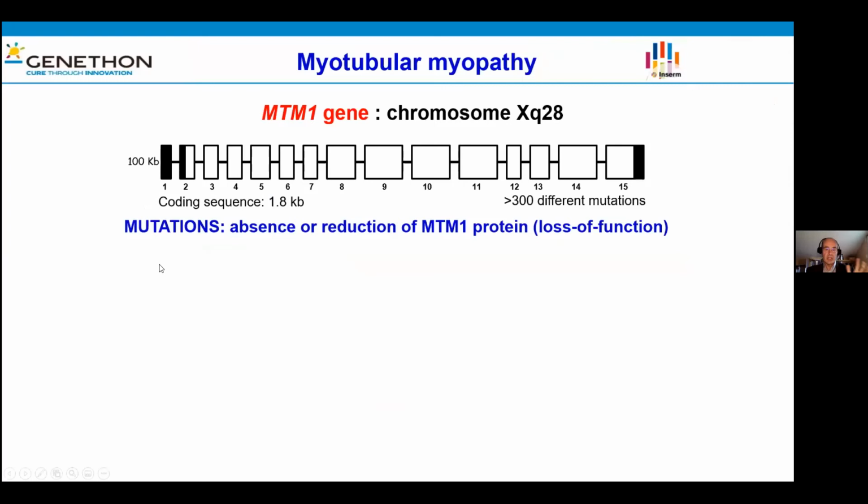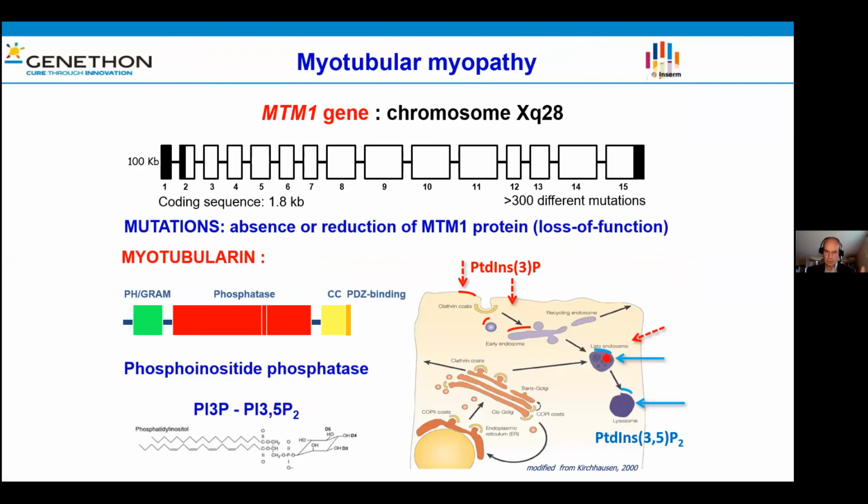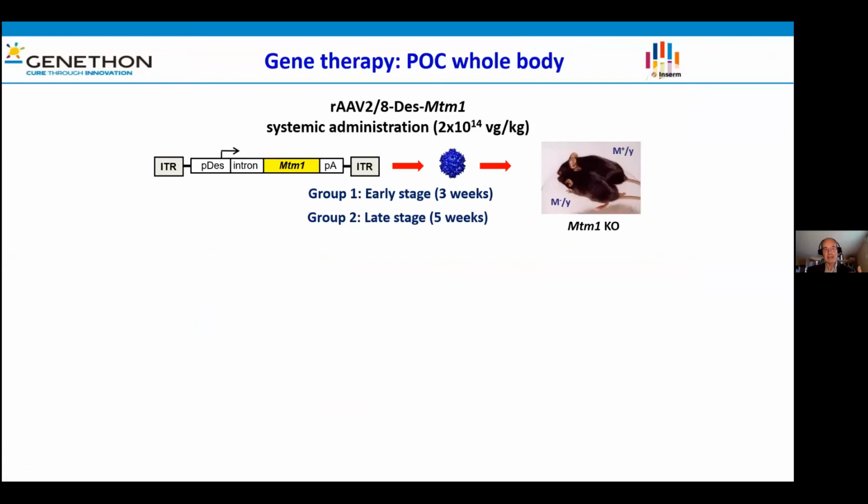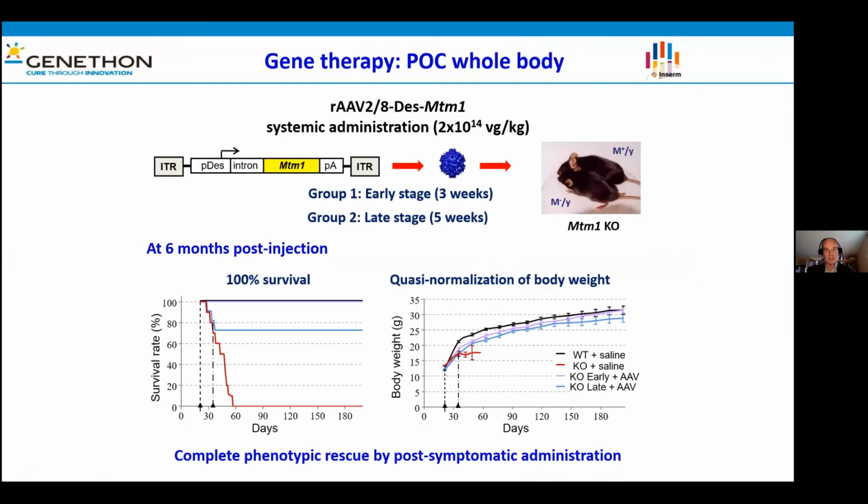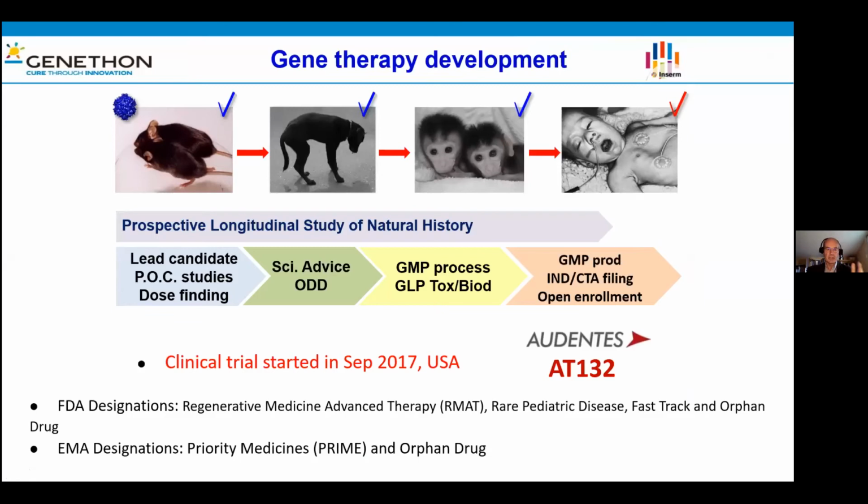So we know the gene. It's on chromosome Xq28. It's a rather small gene, so we can package it easily in a virus. We know the protein, we know the pathophysiology, we have an animal model for that, and therefore gene therapy was tried in these mice and was the proof of concept that we can really make a huge difference. As you can see here, these knockout mice survive and they have a normalization of their body weight. Further on, it was shown that in dogs with myotubular myopathy, it was also very successful.